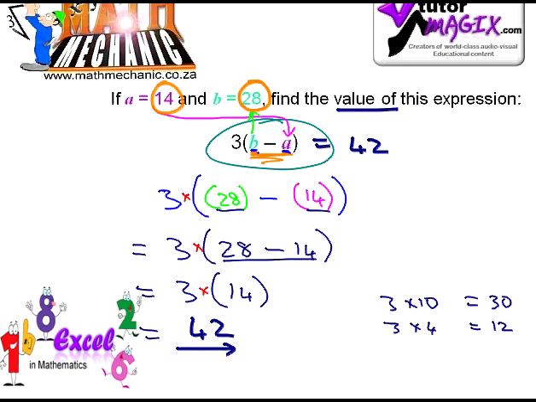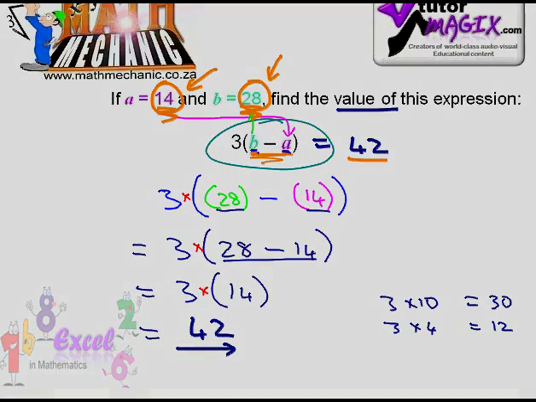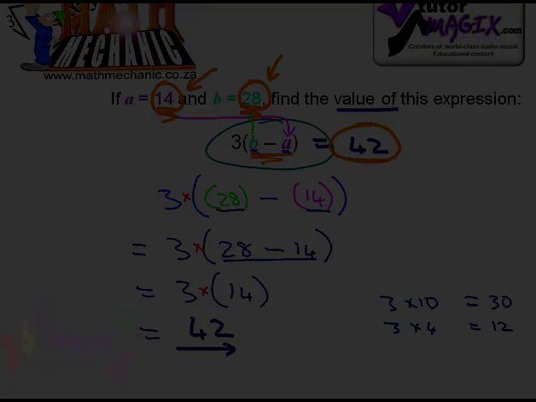When we are working with those specific values, obviously a could be anything and b could be anything. You need to know what they are in order to find a value for the expression based on those initial values. But for this specific question, given those specific values for a and b, we've got the value of the expression.